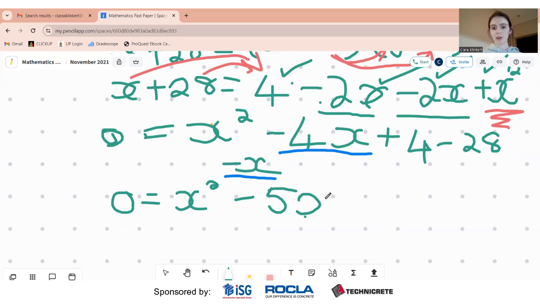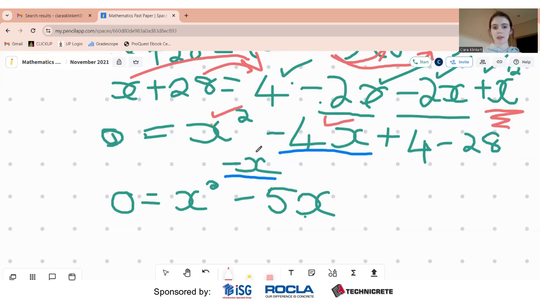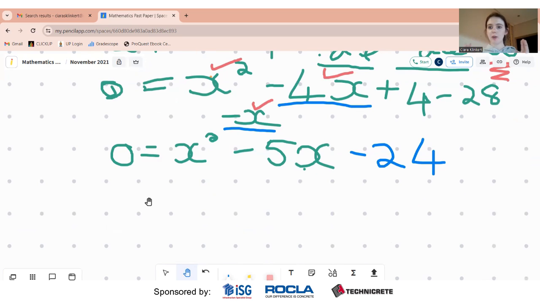Then I see I have two constant terms. So actually, first, let me do the ticking off thing. I've got my x squared. I've got my minus 4x. I've got my minus x. Now I need to do plus 4 minus 28. Well, that simplifies to minus 24. Okay. So now I have a trinomial equal to 0. I have satisfied the first step of solving a quadratic equation, which is the rule of 0. Okay, my next step is to factorize the trinomial.